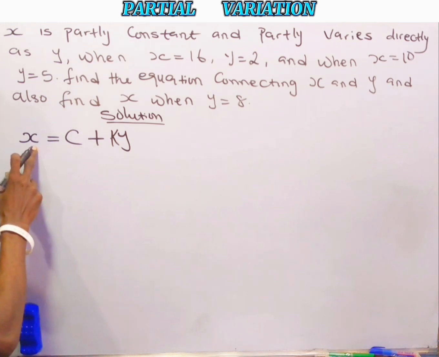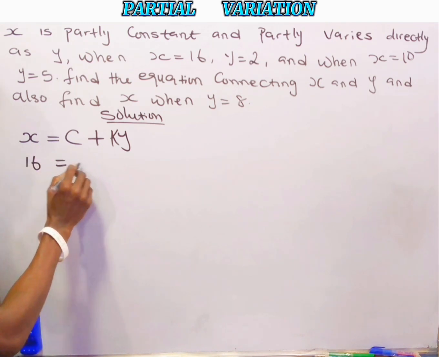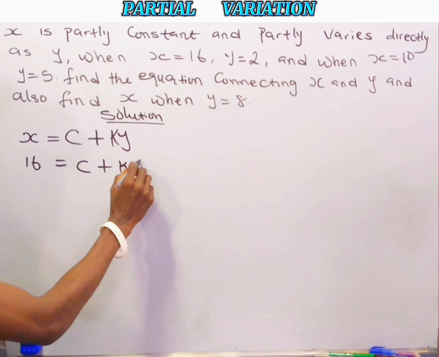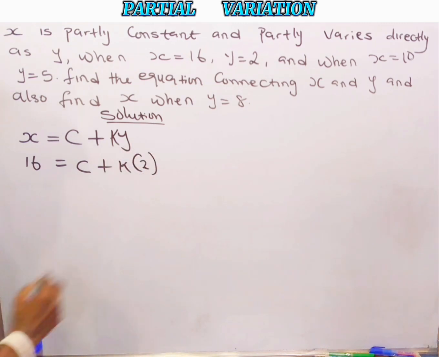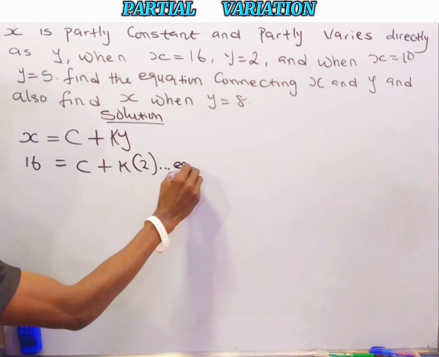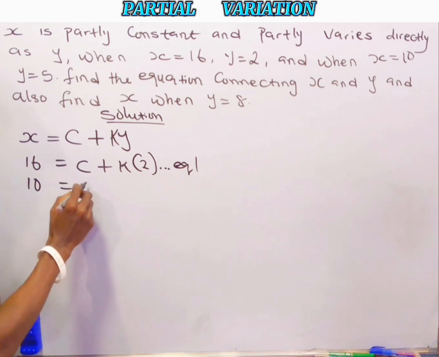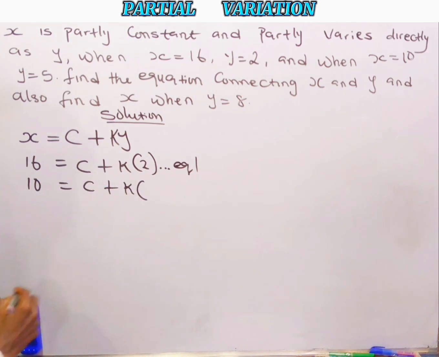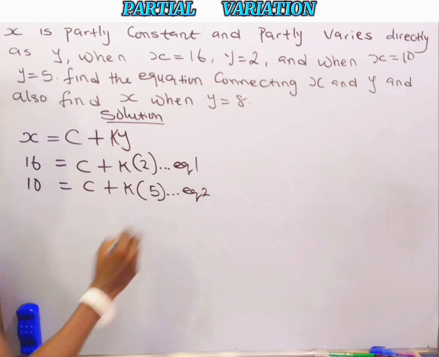From this equation, when x is equal to 16, so in place of x, we put 16 is equal to c plus k. Y is equal to 2, so in place of y, we represent 2. Let's call this equation 1. And also when x is equal to 10, in place of x also we put 10 is equal to c plus k. Y is equal to 5. We call this equation 2.